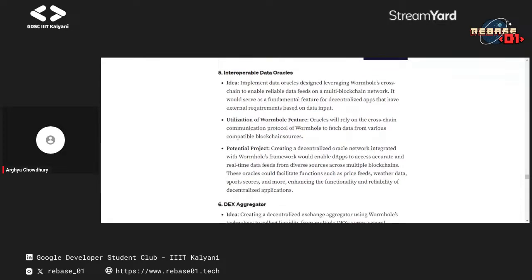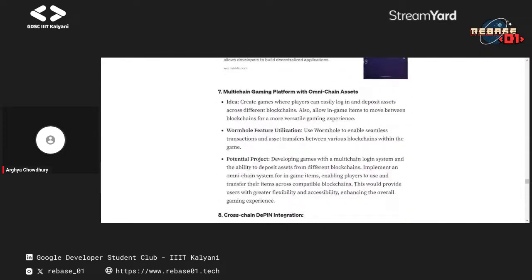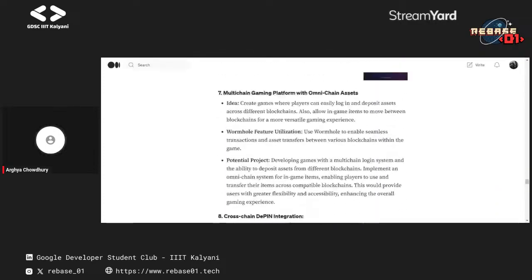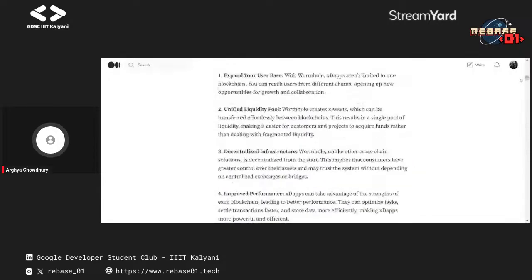And I'm not going much deep into any of this, like Dex aggregator, multi-chain gaming platform. There are multiple hackathon ideas that you can build on. And you can directly integrate these protocols into your marketplace or anything at all, like your Dapp, honestly.